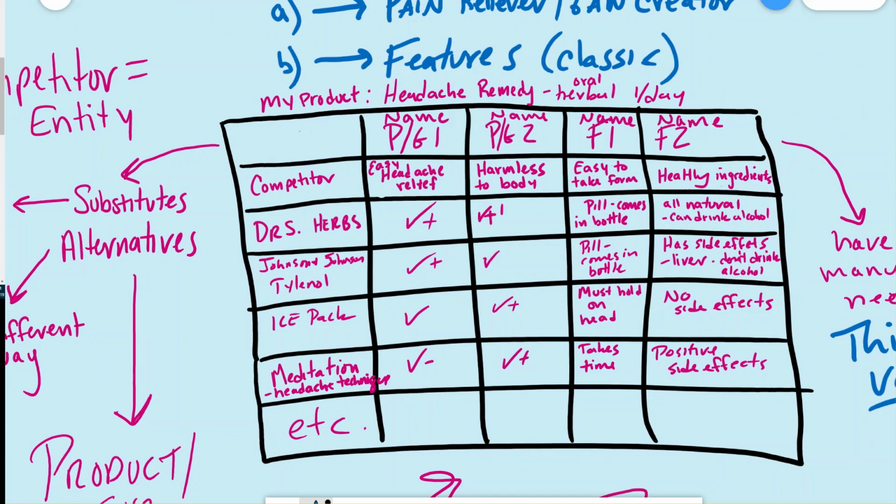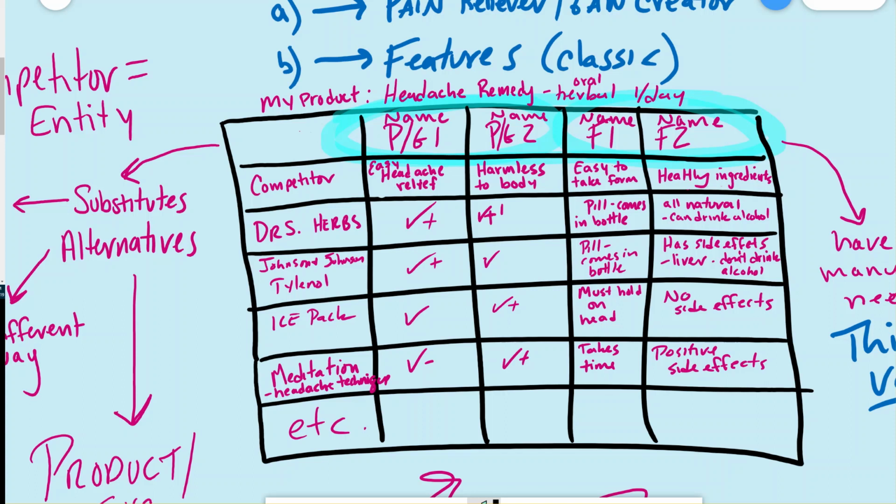Let's assume that I have a product that is a headache remedy, and it's an oral herbal once a day. We can set up this grid to where across the top, up here, we have the names of the pains and the gains. And we also have particular features of the offering. This can be done in two separate grids. Here I've done it together because it can be done that way. This is not a specific way of having to do it.